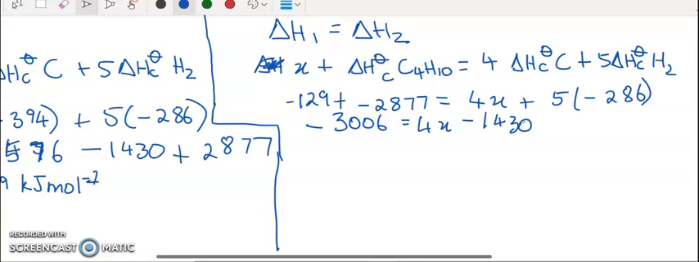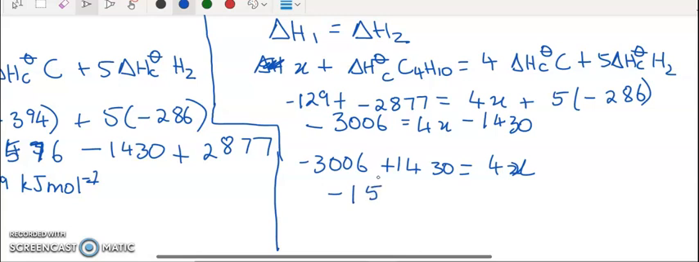So it's going to be negative 3006 plus 1430, which gives us 4x. Calculating this side, I get negative 1576, and I'm going to bring this 4 here, so it's going to become a divide.